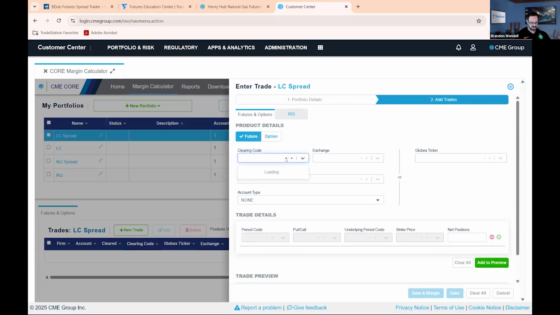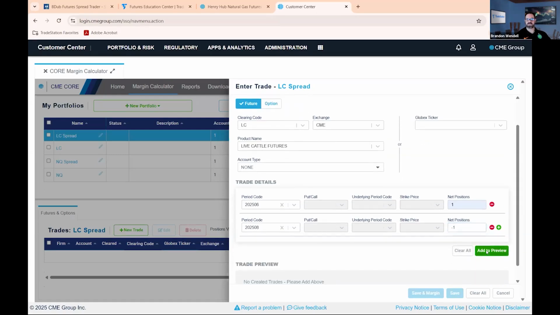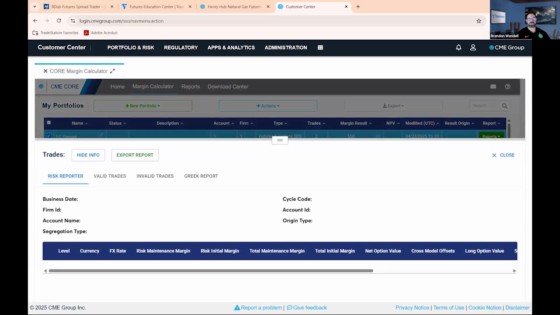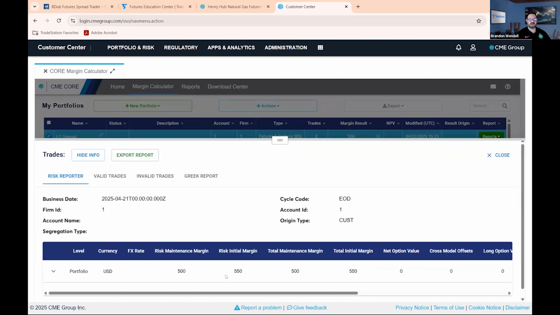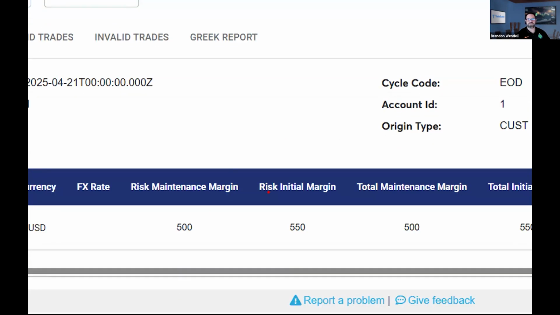Anyway, again, I'll just do LC, live cattle, and I'm going to do the June contract long, but then I'm going to add in the August contract and we'll short that one. So we're buying one contract and selling the other. Save and margin, and it was $3,000 for the full-size contract. For the spread, it is $550. So no, it's not always 100 to 1. It varies depending on what it is you're trading. But there's our initial risk margin and then the maintenance margin, so you avoid margin calls.